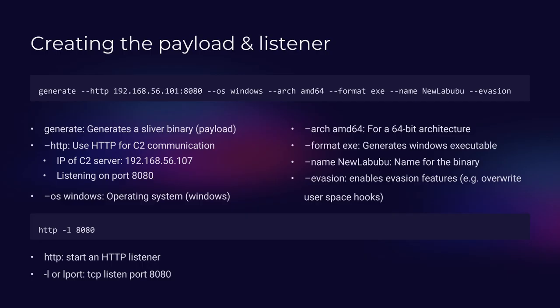So the first thing I had to do to start my attack was to generate an implant in Sliver. I generated a Windows payload that used HTTP communication to my attacker IP on port 8080. I specified the operating system for my target host and architecture. The payload was compiled into an exe file with evasion features. I then started the listener on port 8080 using the command http-l.